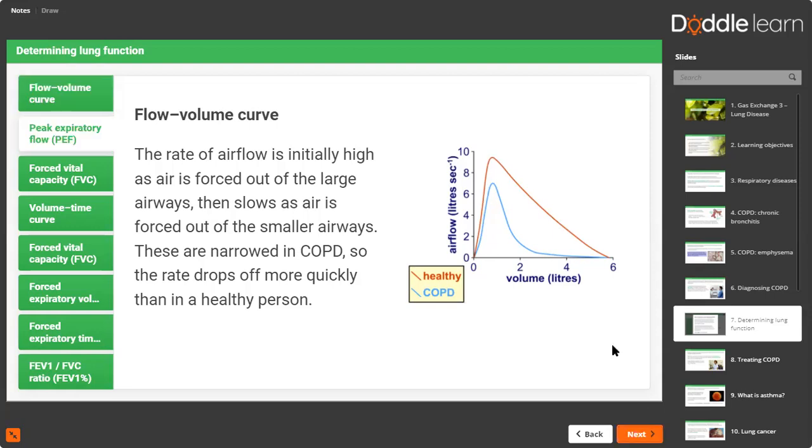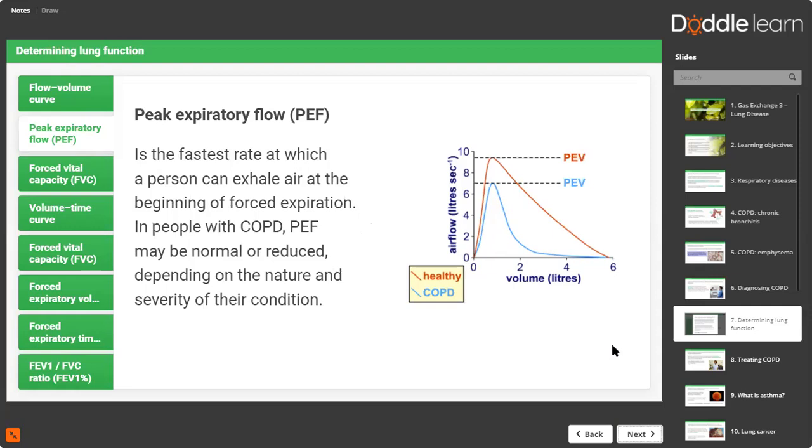Then we can look at the peak expiratory flow. This is the fastest rate at which a person can exhale air at the beginning of forced expiration. In people with COPD, their PEF, which is their peak expiratory flow, which is up here, may be normal, or it could be reduced depending on the nature and severity of their condition.